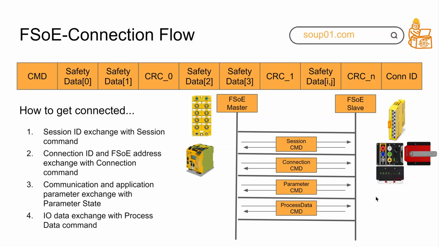So as I wrote before here, to get connected, the first step is the session ID, exchanged with the session command. Then you have the connection ID and FSoE address, exchanged with the connection command. Then the communication and application parameters are exchanged with the parameter command. And finally you have the IO data exchange with the process data command.